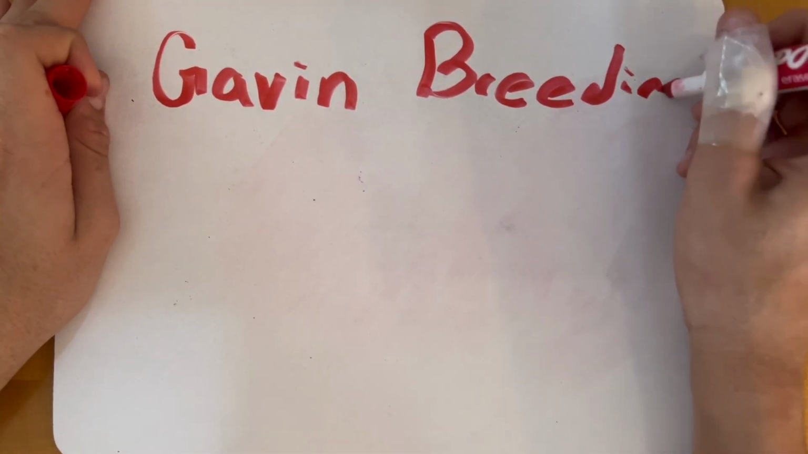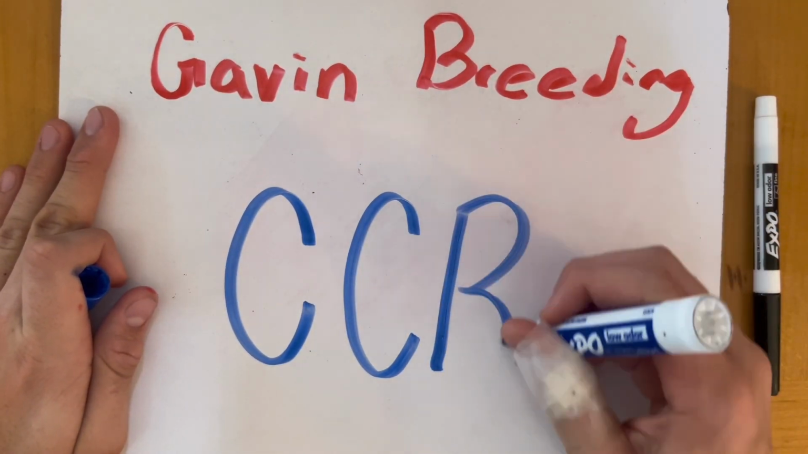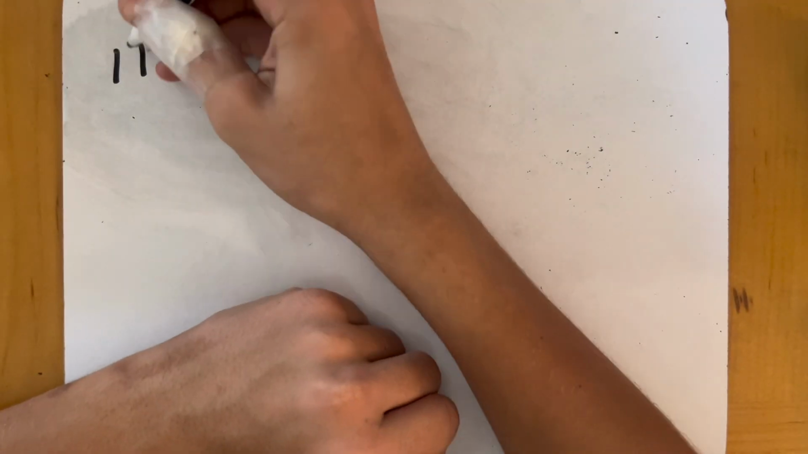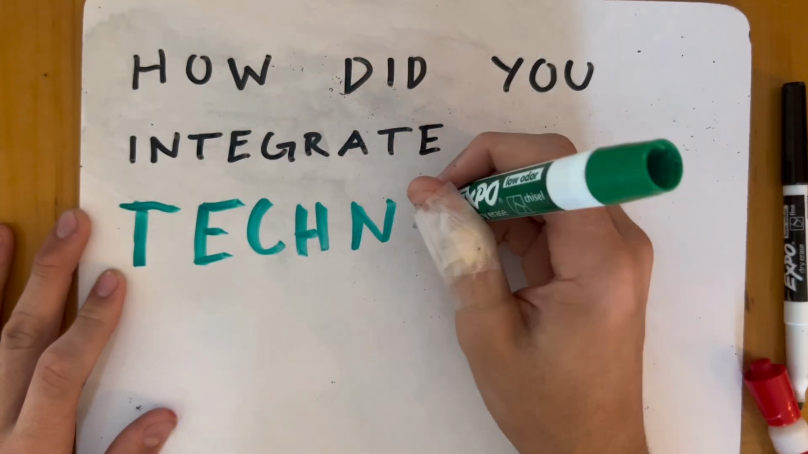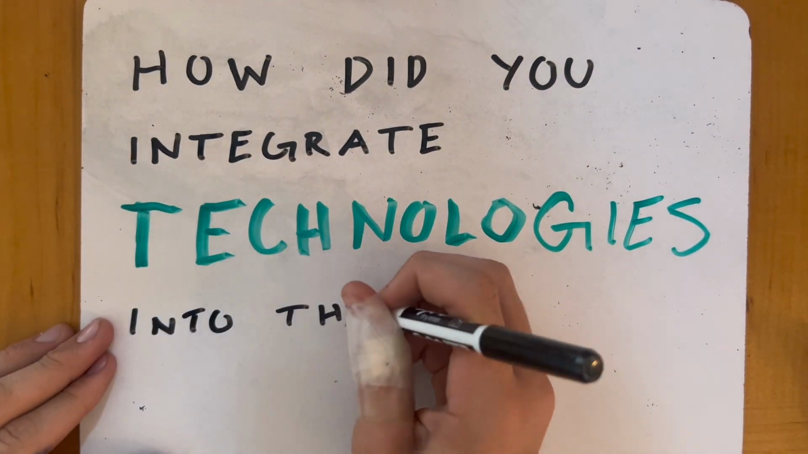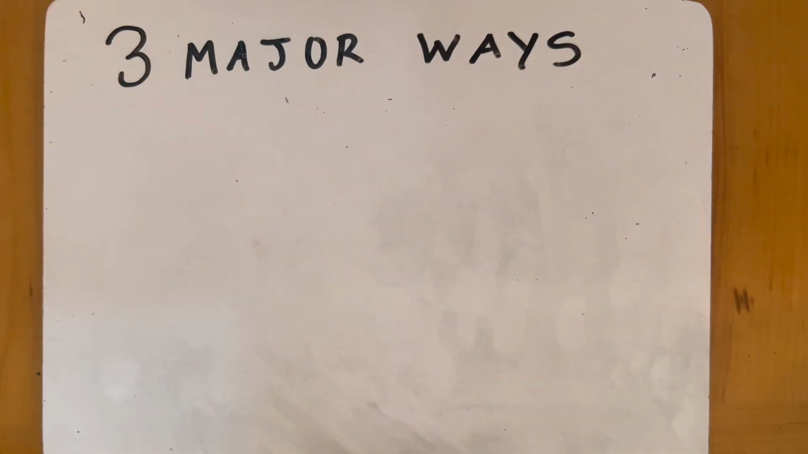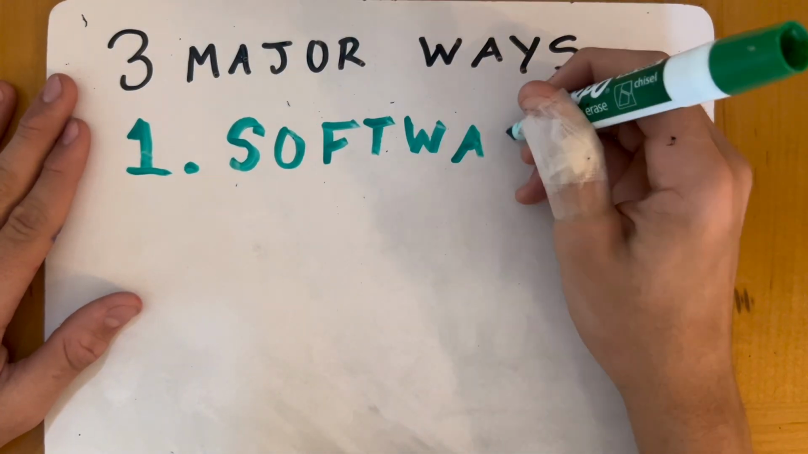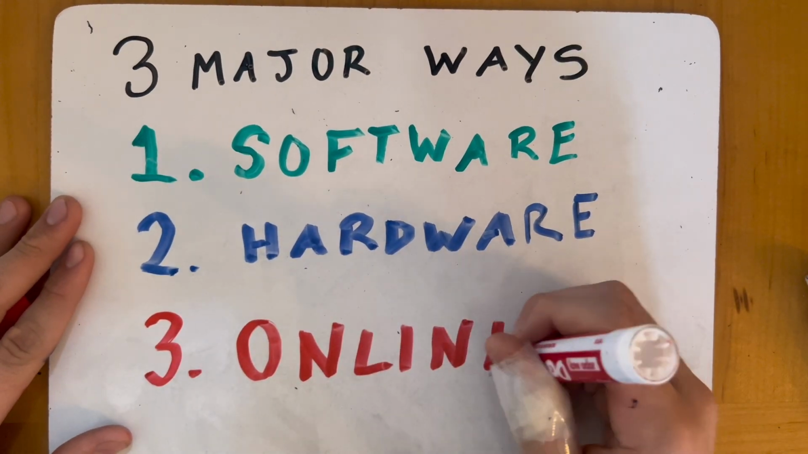I'm taking AICE Media Studies, and today I will be responding to Creative Critical Reflection number 4. The question posed is, how did you integrate technologies into this project? Throughout the production of my short film, technology played a key role to the overall presentation and production of the product. With that in mind, today I'm going to be breaking up the technologies used into 3 main categories: software, hardware, and online technologies.